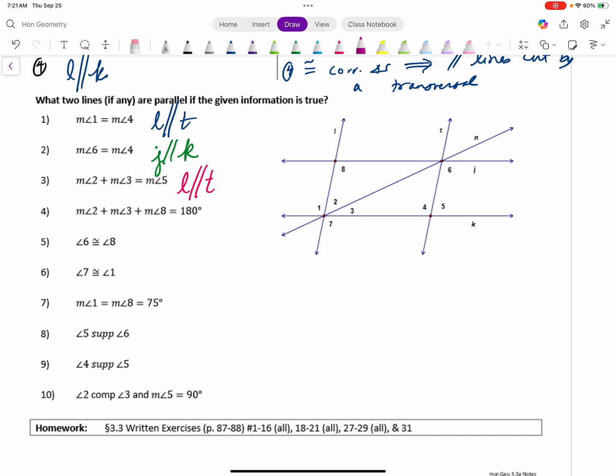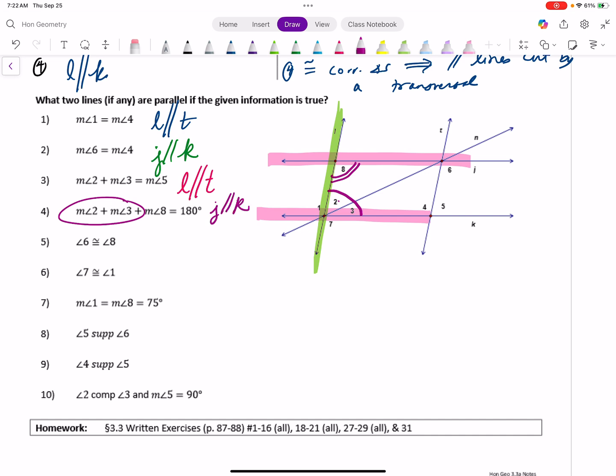I'm supposed to know that the measure of angle 2, 3, and 8 add up to 180 degrees. Okay, so 2 and 3, I can put those together. 8 is right there. So if I look at these two lines and this transversal, those are same side interiors. These two put together make one angle. So the measure of that angle plus the measure of angle 8 makes 180 degrees. That makes those supplementary, which makes us have same side interiors that are supplementary, which makes lines J and K parallel. Okay.